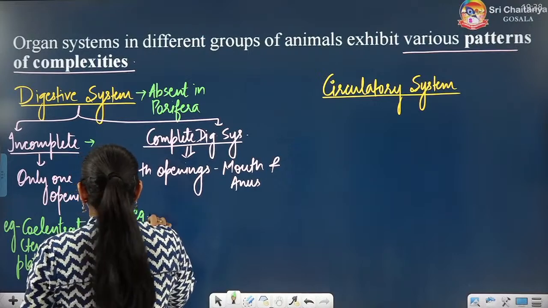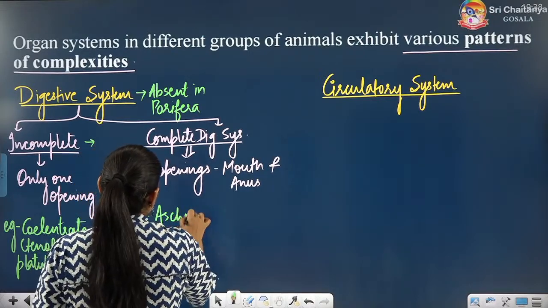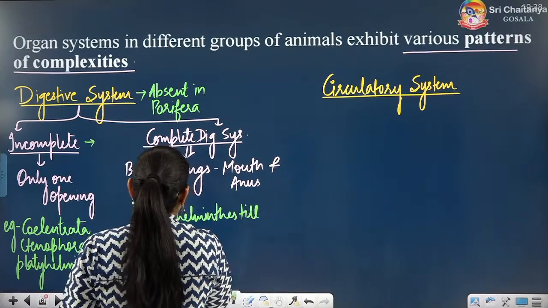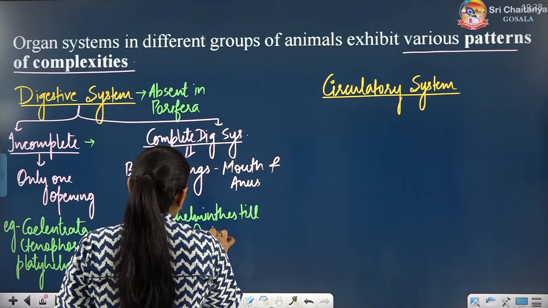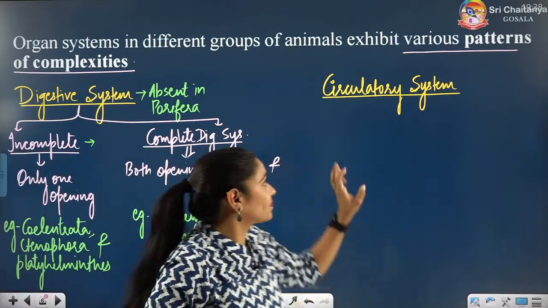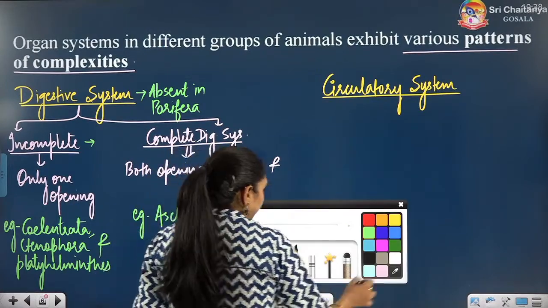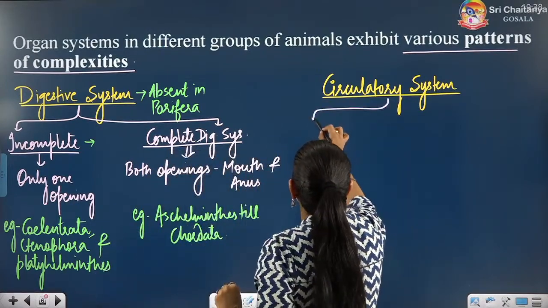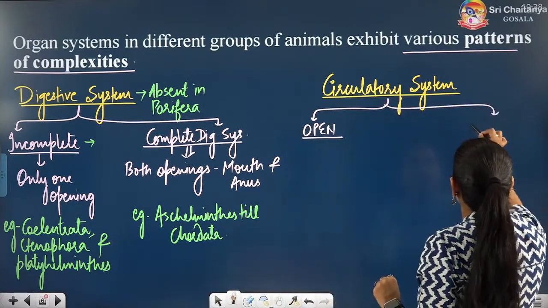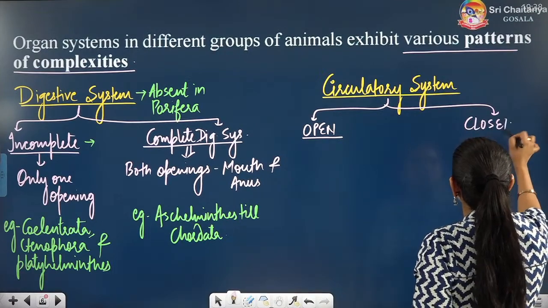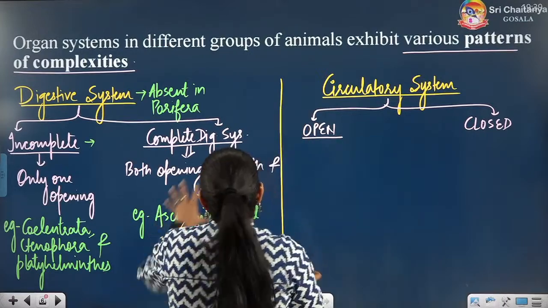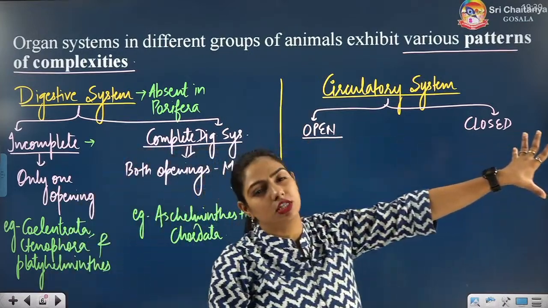The examples will be the same from Aschelminthes till phylum Chordata, where the complete digestive system is there. Alright. Coming to the circulatory system. Types of circulatory system can be open and closed. Simply you have to understand what is an open circulatory system and what is a closed circulatory system.